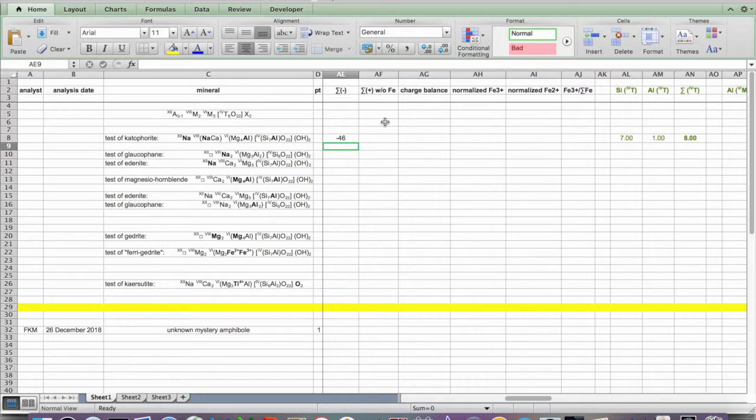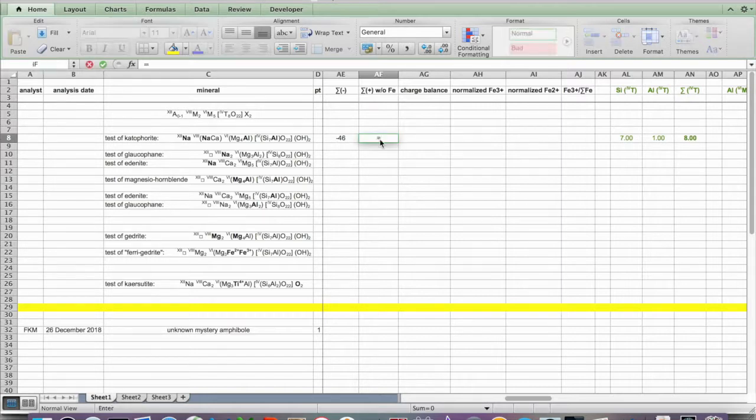And the reason that we don't want to include iron is because we need to figure out still what is the amount of iron 2 plus and what is the amount of iron 3 plus. And because we don't know that yet, we can't assume what it is. So the way that we build this is we're essentially going to just go through and apply the charge of all of the ions in there except for iron.